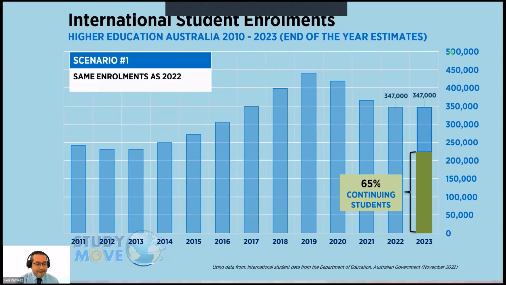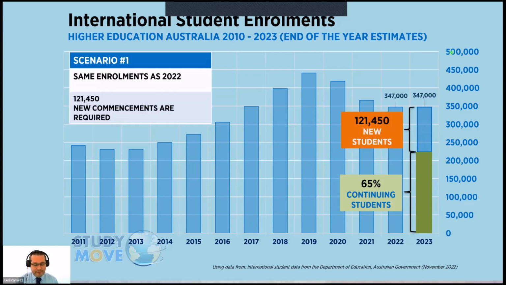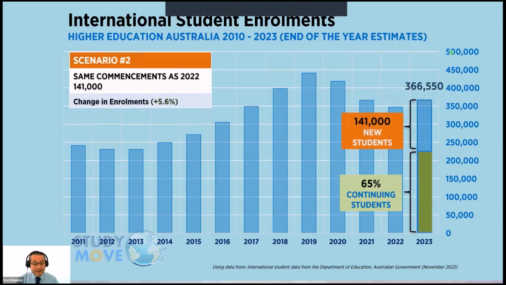And this is why. Let's just look at this scenario. 65% of the students move to the next year. So that means that we need 121,450 new students just to have the same levels that we had in 2021, which is below the numbers that we already expect. It is very, very possible that we're going to see, for the first time in quite a few years, growth in student enrollments. In fact, if we get exactly the same number of new students that we got in 2021, we're going to have, finally, for the first time, positive growth of 5.6%.